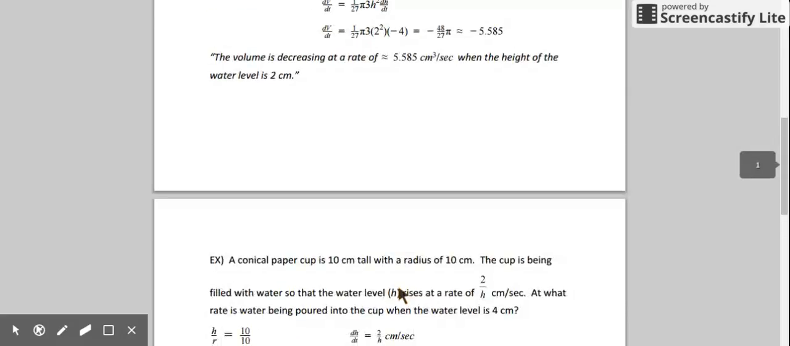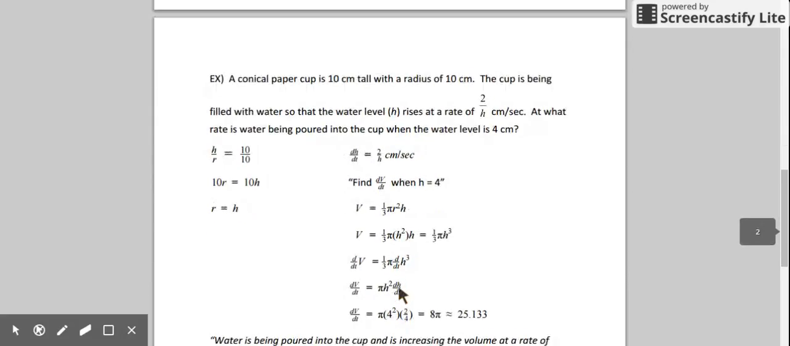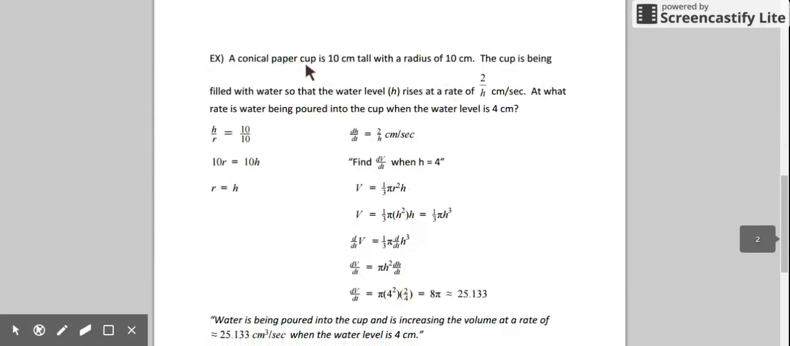Let's try one more example. This time the cup is 10 centimeters tall and it has a radius of 10 centimeters. The cup is being filled this time with water so that the water level, or H, is rising at this given rate. At what rate is water being poured into the cup when the water level is 4 centimeters?